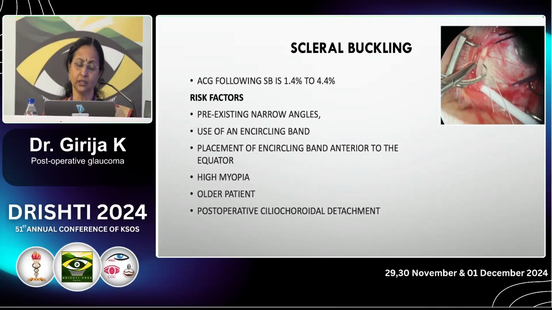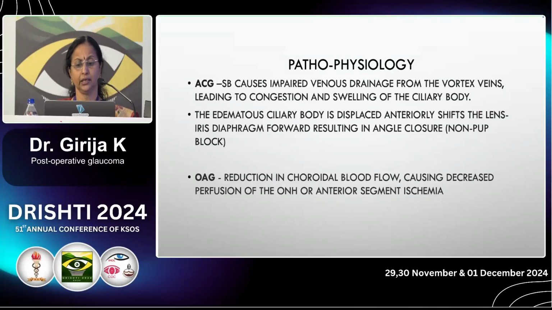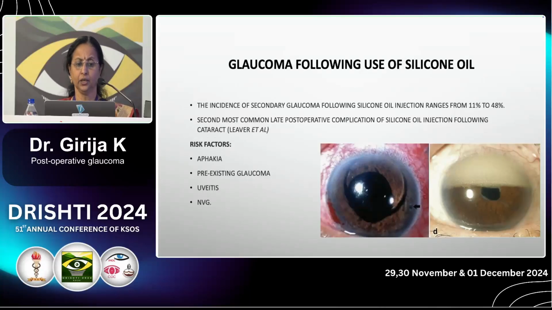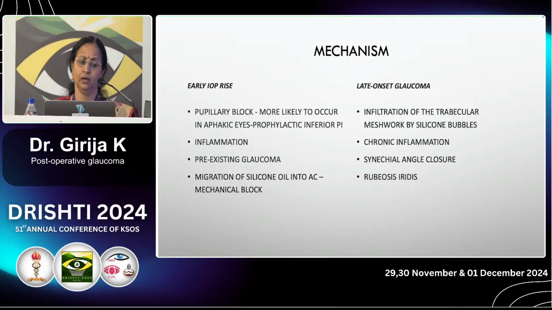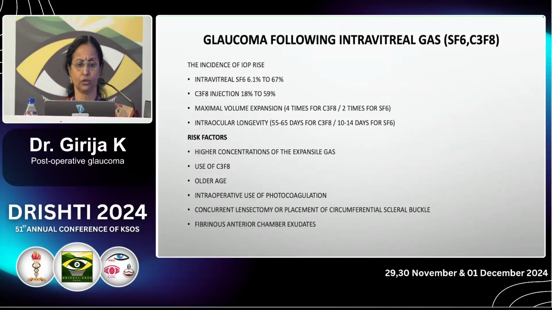Scleral buckling can cause an angle closure glaucoma, especially in previously narrow eyes. And the encircling band, especially if it's placed anterior to the equator, can impair the venous drainage from the vortex veins and can lead to swelling of the ciliary body. Again, non-pupillary block glaucoma can be caused. And open angle glaucoma also can occur in scleral buckling. Then silicone oil, as you know, can emulsify and block the trabecular meshwork. It can also cause a pupillary block in aphakic patients. And again here, early and late onset glaucomas are seen.